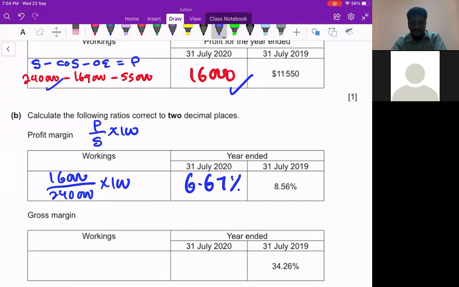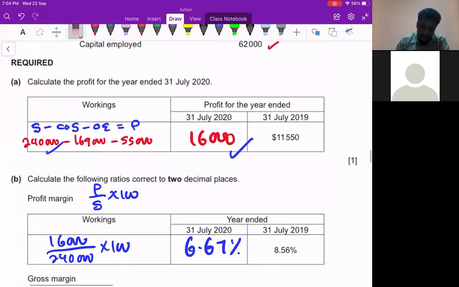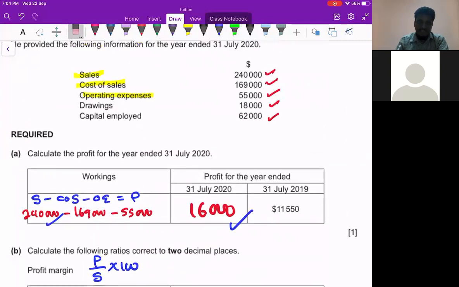Profit margin is the profit for the year. Only for return on capital employed do we take the profit from operation. Other than that, we take profit for the year. But for this question, there's no profit from operation because we don't have finance cost. Whenever you have a finance cost, then only we have a profit from operation. So for this question, it's not related.